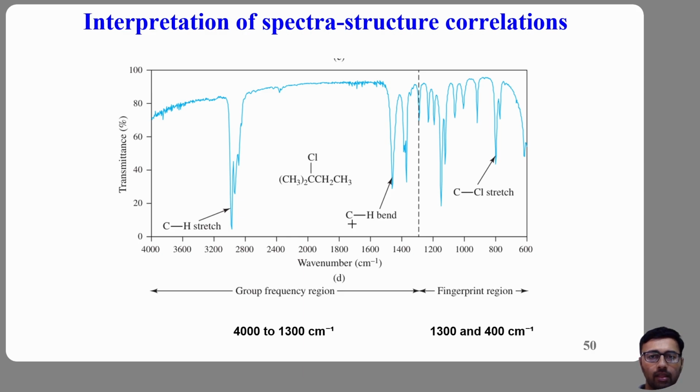Let us summarize today's lecture. Proper sample handling is essential for reliable IR spectra. Different IR preparation methods are used for gases, solutions, liquids, and solids. We discussed gas cells, solution cells, neat liquids, KBr pellets, and null techniques. We also learned how the IR spectrum is divided into the group frequency region and the fingerprint region. Together, these regions allow both functional group identification and molecular fingerprinting.